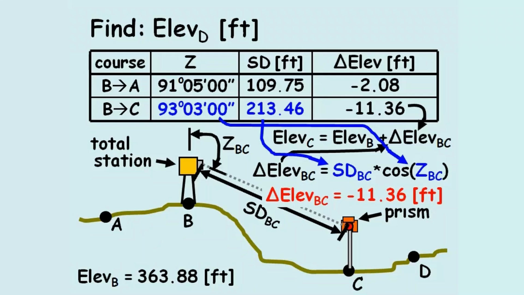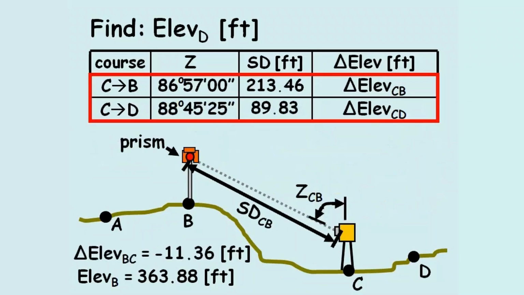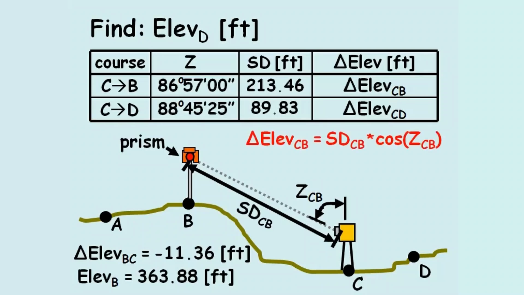Since we've also been given survey data for the zenith and slope distance when the total station is set up at point C and sighting at point B, we'll calculate the change in elevation between points B and C a second time, and then average the two values out. After plugging in the slope data and the zenith angle, the change in elevation from point C to point B equals 11.36 feet.